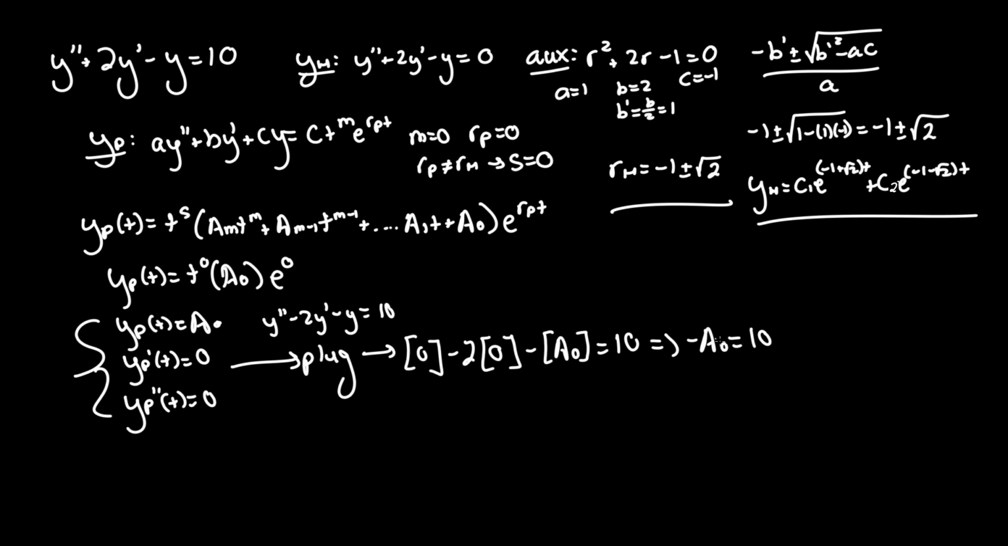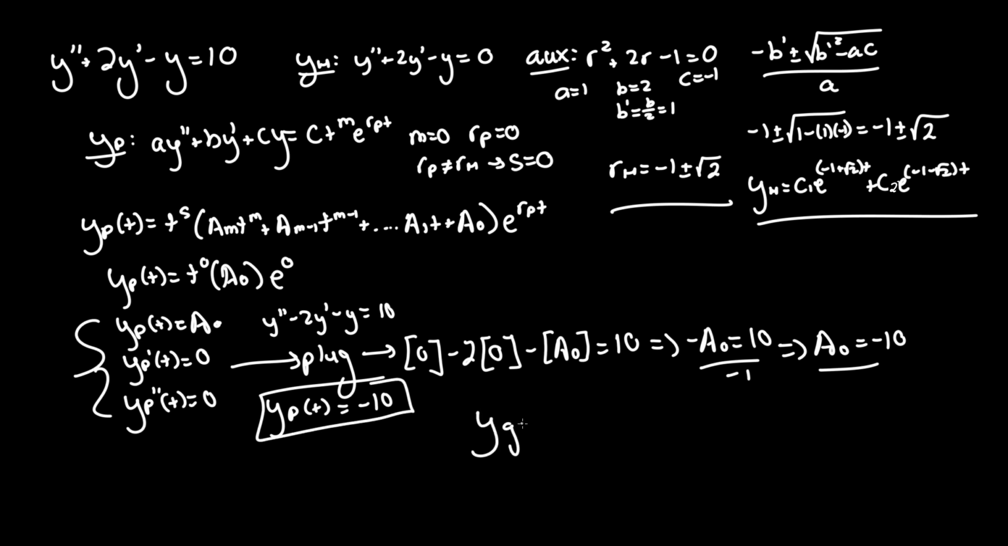This is a very easy and straightforward example. It can get really messy, especially once you have trig functions. So divide by negative 1. Our one and only constant equals negative 10, which means that y p of t equals negative 10. And that is our solution to this problem.